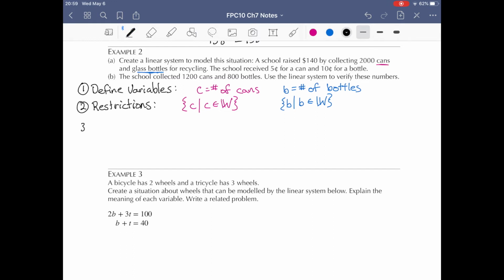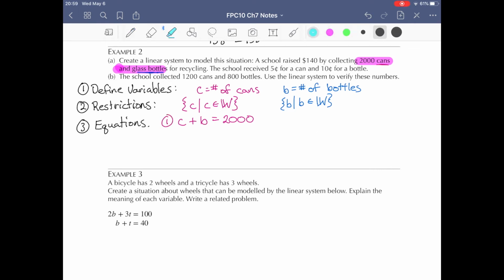Number 3, let's do our equations. Okay, so we want to identify the parts of the question where we can get our equations from. There's 2,000 cans and glass bottles altogether. So it's a total. So we like that. Totals give us an equation. So the number of cans plus the number of bottles is equal to 2,000. That's equation number 1.